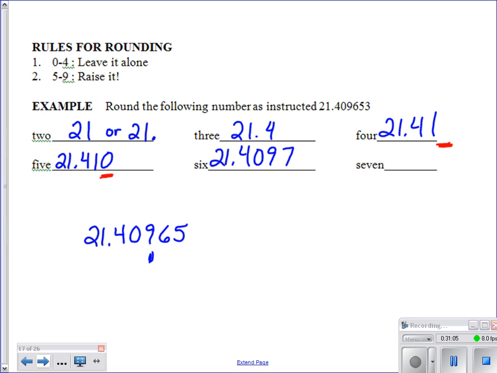And finally, to get to 7, I'm going to have 21.4096 and 5. I got sloppy. Okay, hopefully that made sense to you guys.